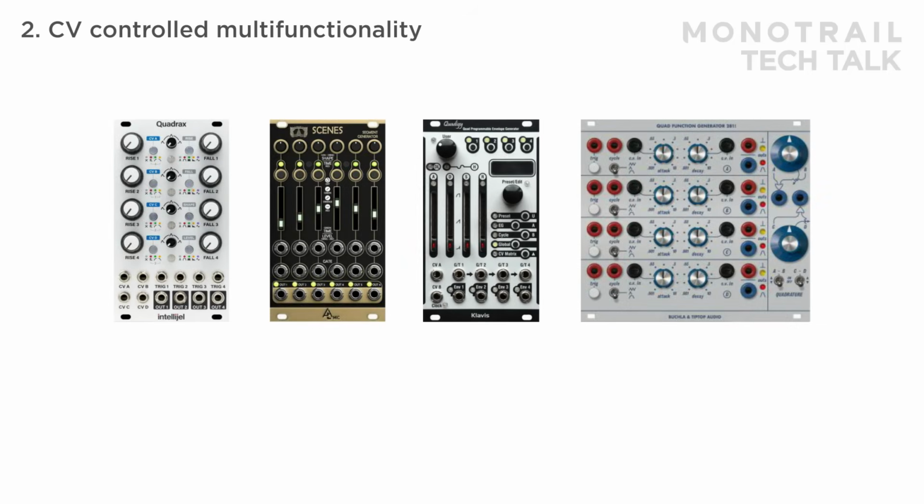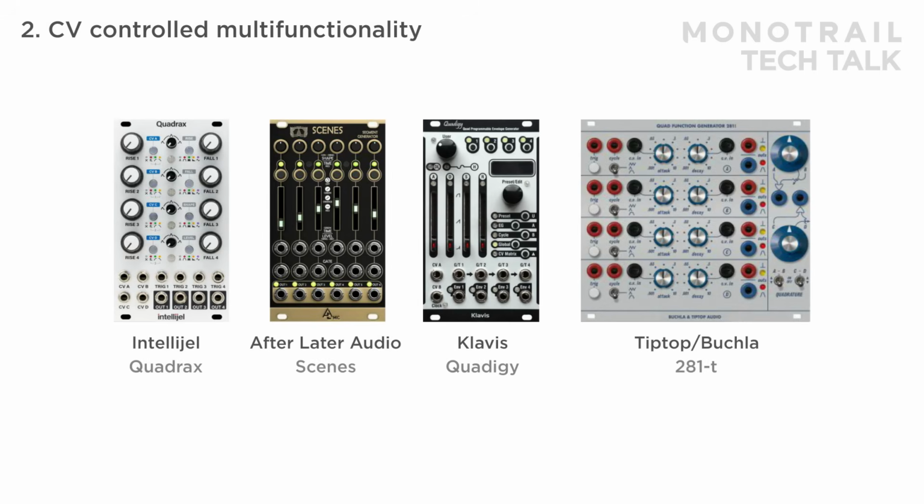CV-controlled multifunctionality is a bit of a jump up in complexity. These modules are all at least quad modulation sources, also with looping functions, so they can easily create both envelope and LFO-like modulation. The big change from the previous category is that they all offer CV control over certain elements.